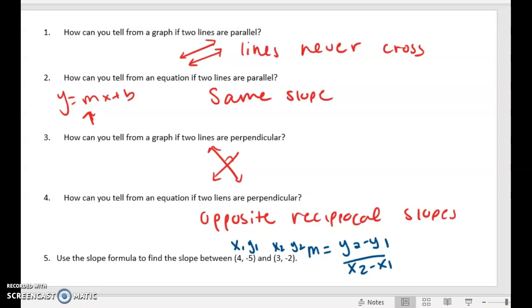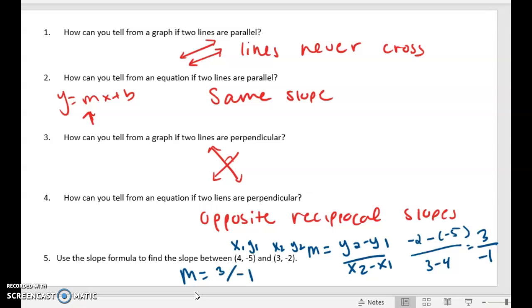From here, substituting those values in, so I have negative 2 minus a negative 5 over 3 minus 4. Solving for the top, you can plug this right into your calculator, but it's negative 2 plus 5, which would become 3, 3 minus 4, which would become negative 1. So the slope of this line would be 3 over negative 1.